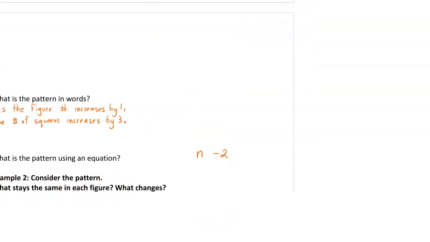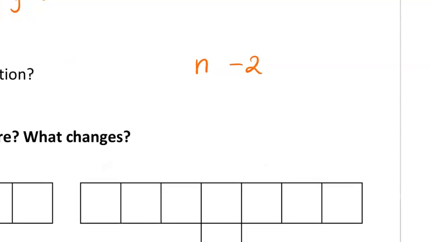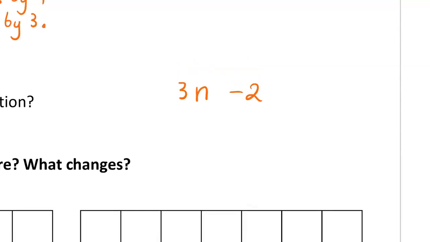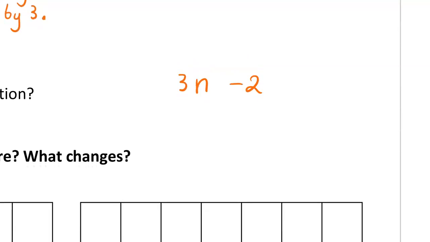So our rate of change is going to go in front of our n. 3 was our rate of change, and it was a positive 3, so we don't need to put anything else. And to make this an equation, we're looking for the number of squares equals 3n subtract 2.